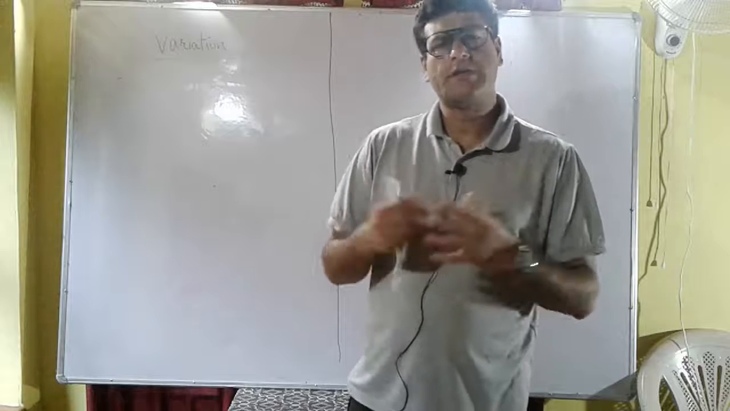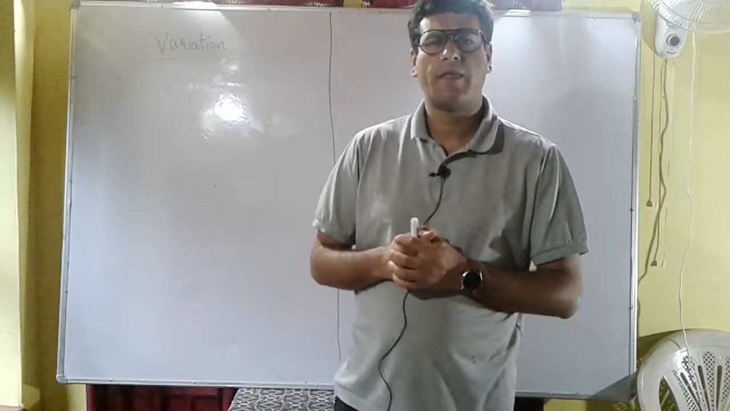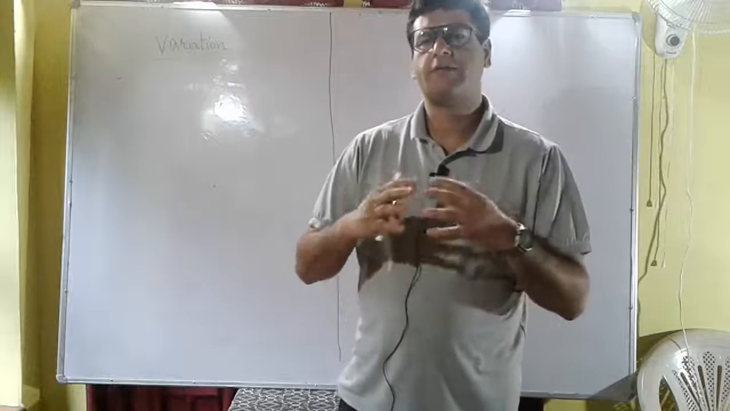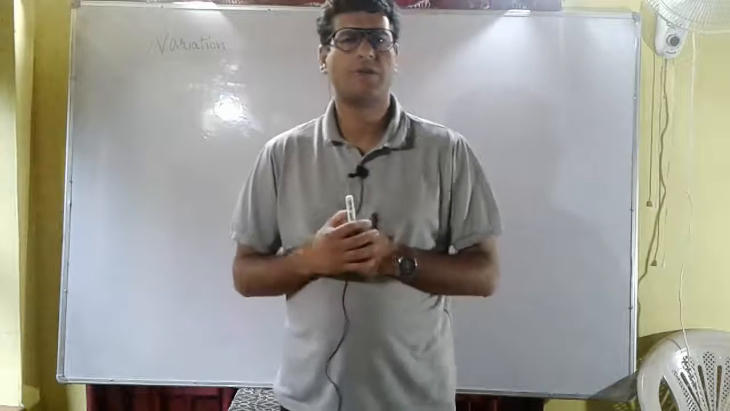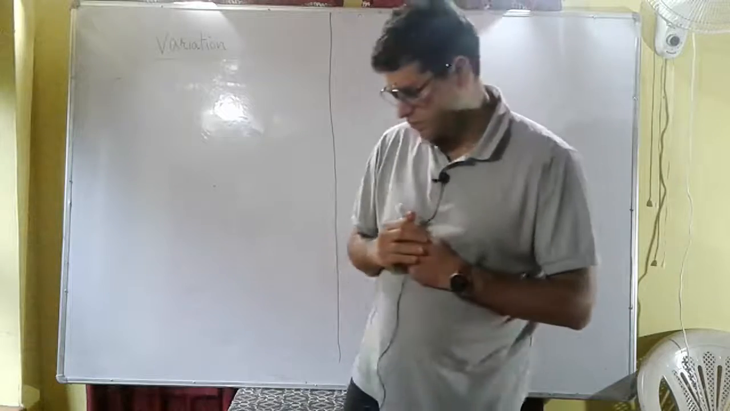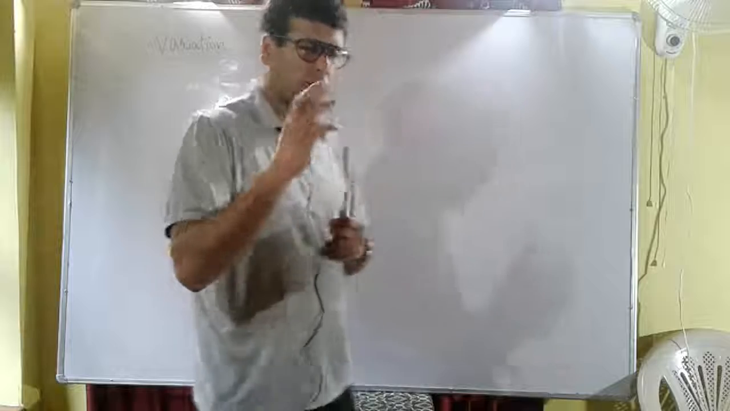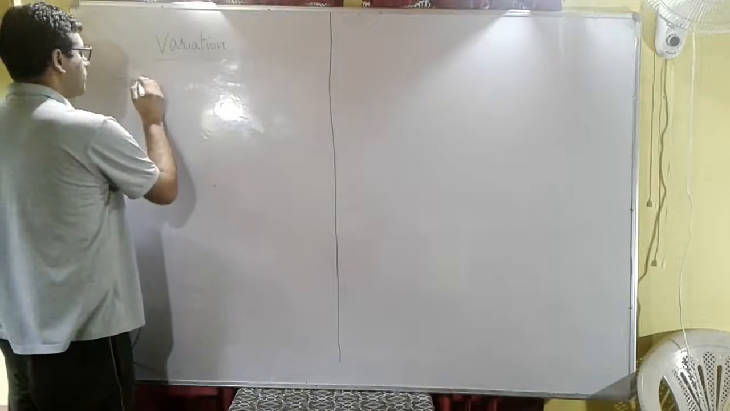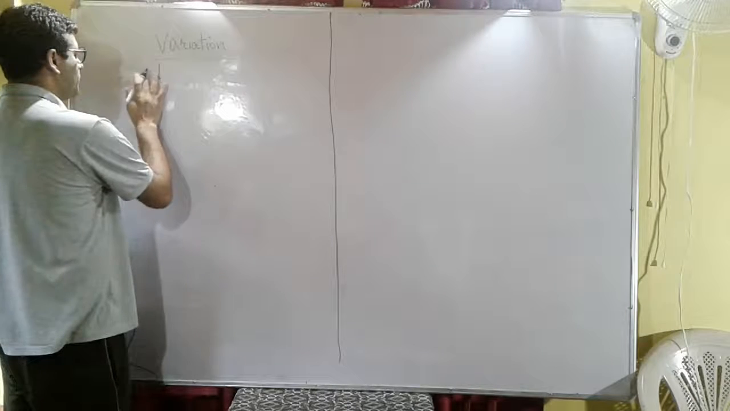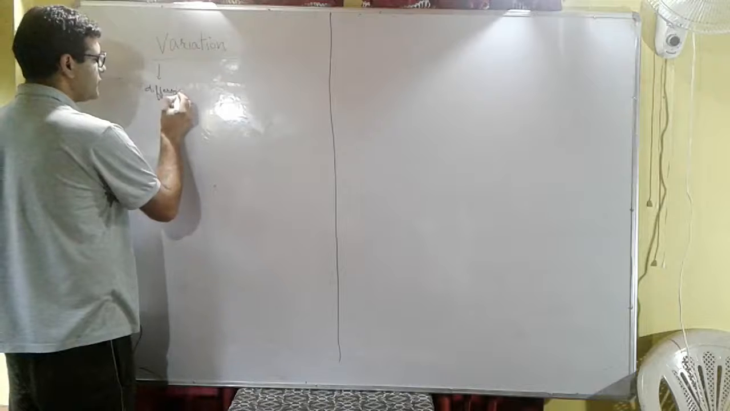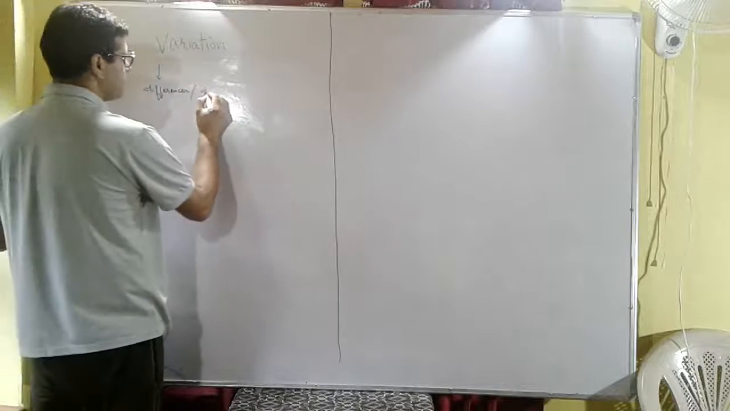And these differences exist between the offsprings of the same parent, or these differences, dissimilarities exist among the individuals of the same species. So how can we define the variation? Variation simply means these are differences, dissimilarities.